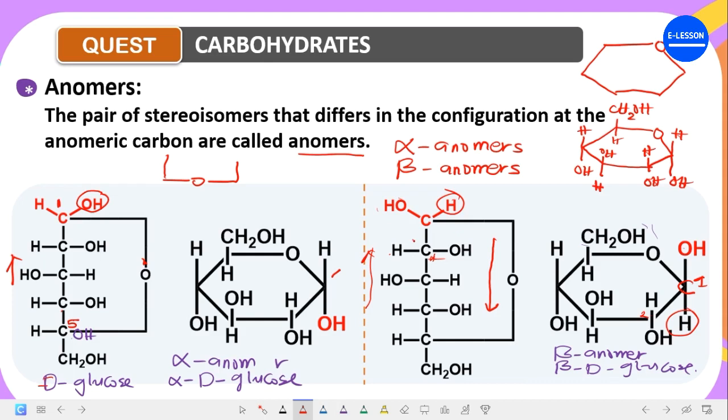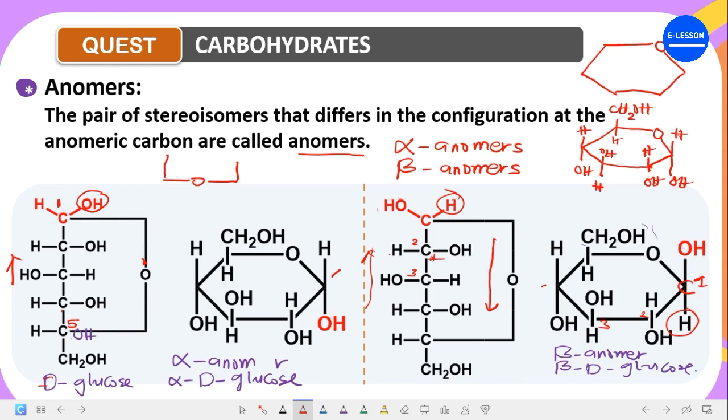Are you getting it now? This is carbon 2. Now, this one must face down, which is OH, and then this one must face up, which is what? H. Then we'll go to the next one, carbon 3. This one must face up, and then this one must what? Face down, because we say hydrogen is facing down.